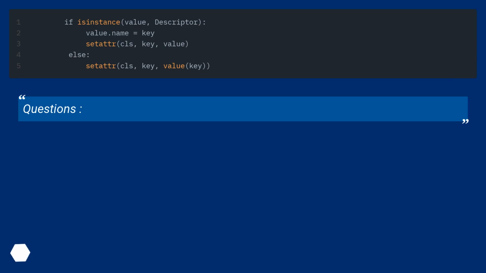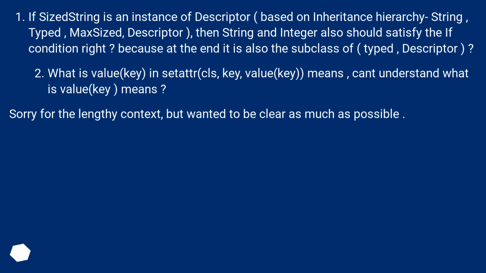Questions. If size string is an instance of Descriptor, based on the inheritance hierarchy String, Typed, MaxSized, Descriptor, then String and Integer also should satisfy the if condition, right? Because at the end it is also a subclass of Typed descriptor? What is value key in set_cls? Can't understand what value key means. Sorry for the lengthy context, but I wanted to be as clear as possible.